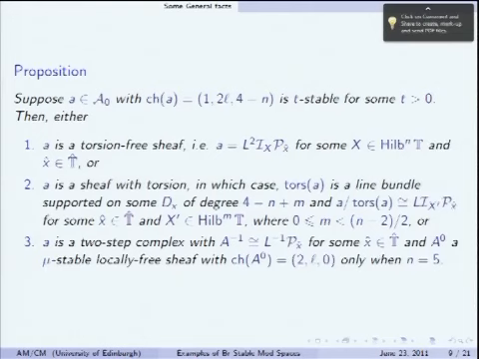So the top part of the Chern character is the Euler characteristic, and so I'm going to set that to 4 minus n, okay, because then n is the length of my ideal sheaf for a torsion-free point.